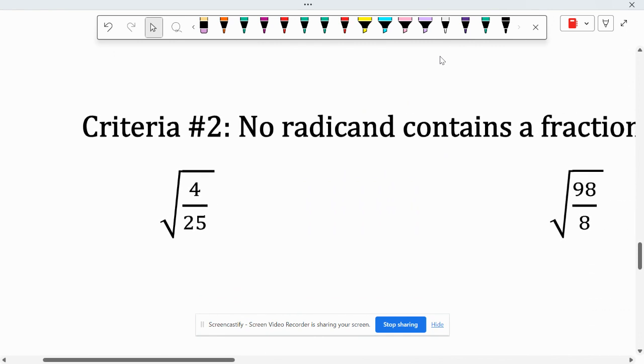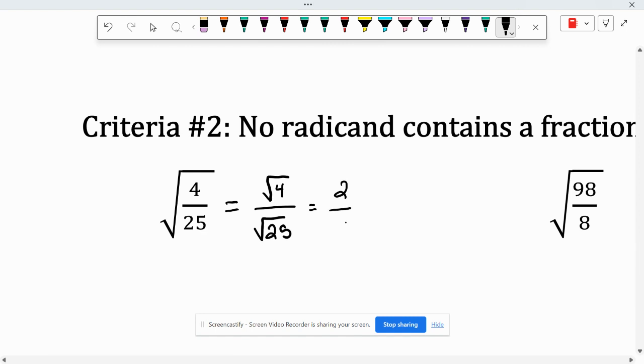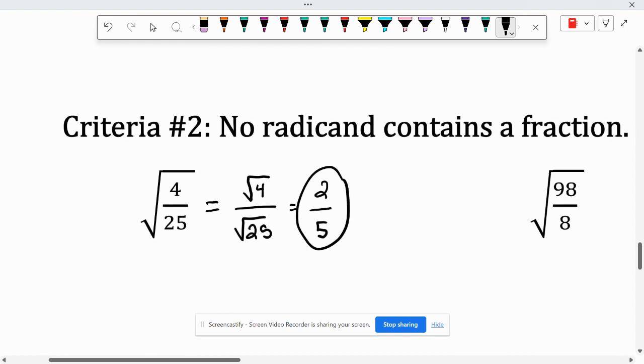Now we also said no fractions underneath the radical. So the cool thing about radicals is not only can they be broken up into products of 2 numbers, but they can also be broken up as a quotient. This is the same thing as the square root of 4 over the square root of 25. But what is the square root of 4? 2. And what is the square root of 25? 5.